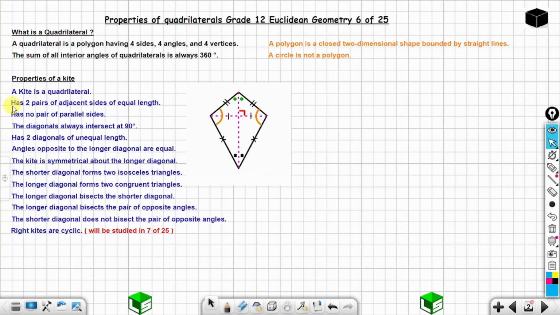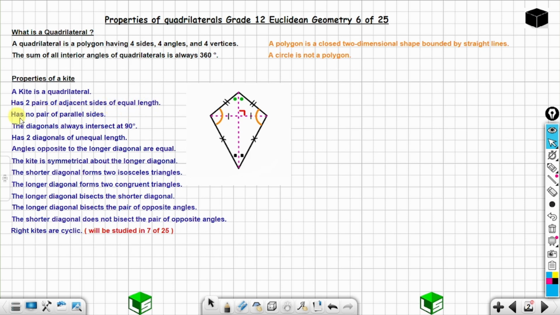A kite has got 2 pairs of adjacent sides of equal length. This side and this side are equal. They are adjacent. Adjacent means next to each other. This side and this side are equal too. So a kite has 2 pairs of adjacent sides of equal length.